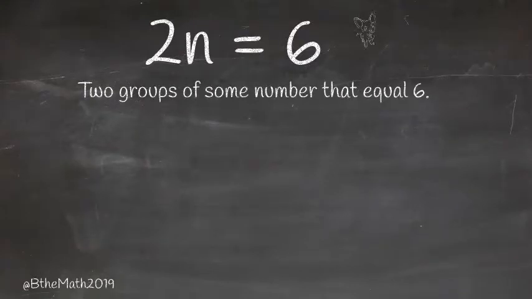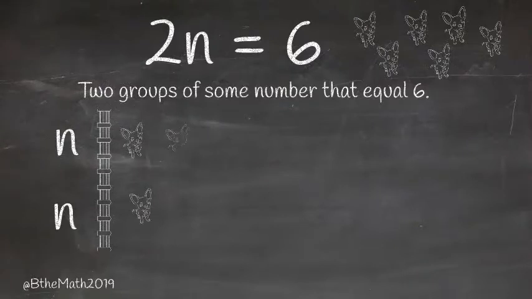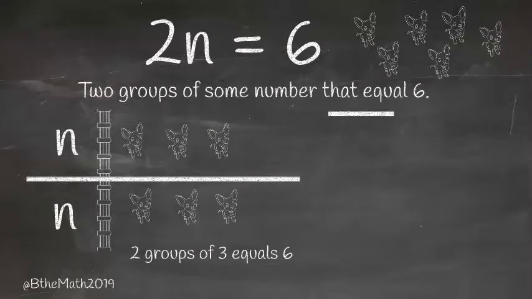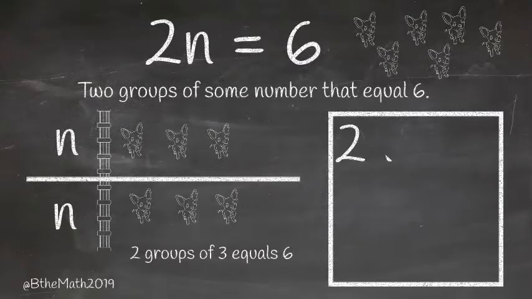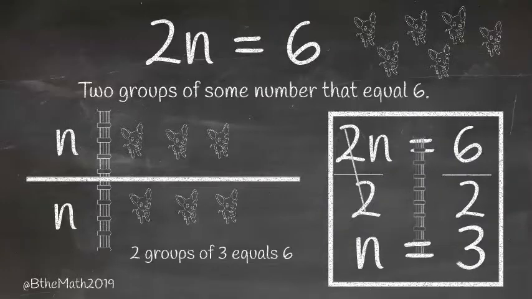In the problem 2n equals 6, take 6 puppies for example, we separate the puppies into 2 equal groups. We can see that one group is 3. Divide by 2 on each side. The 2's cancel, and we end up with n equals 3.